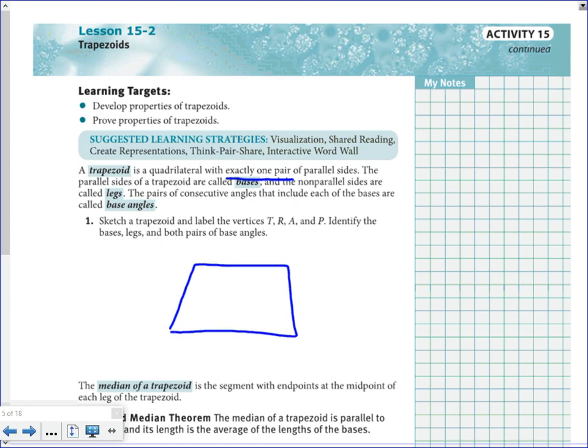So here is one example of a trapezoid. These two sides are parallel, and so they are my bases. The other two sides are my legs. They are not parallel.